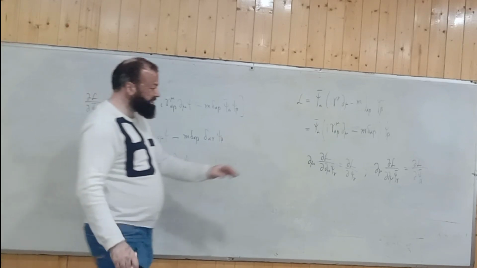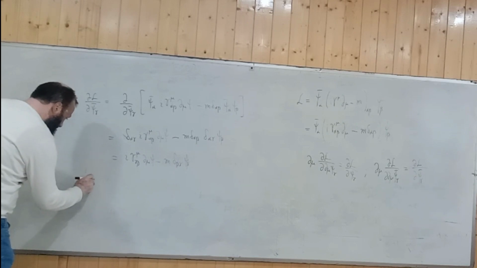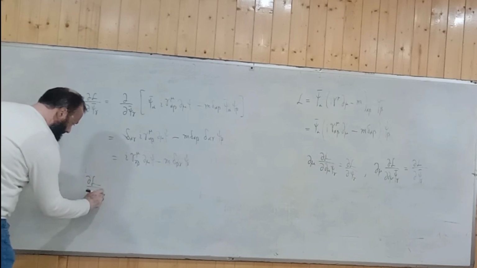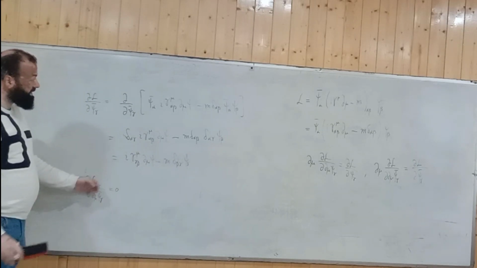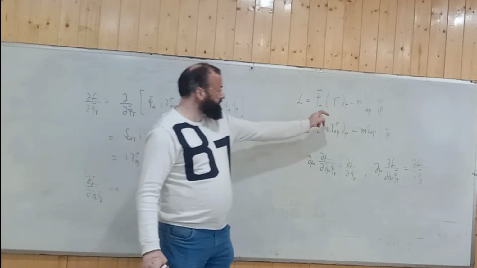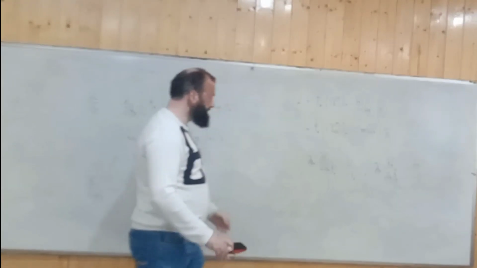Okay, so now if I take this very term, partial L by partial mu psi bar gamma, this is equal to 0 because there is no derivative term on psi bar in this very Lagrangian. There is no derivative on psi bar. So this term will yield me 0.